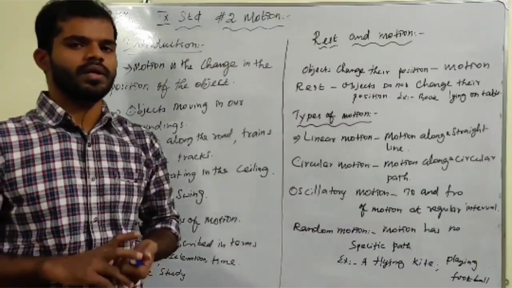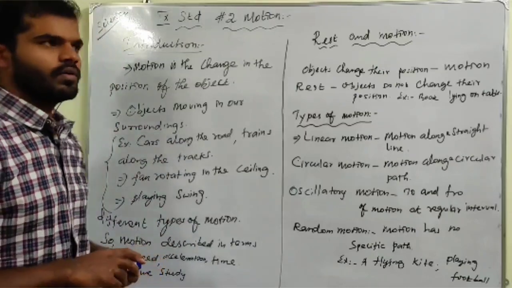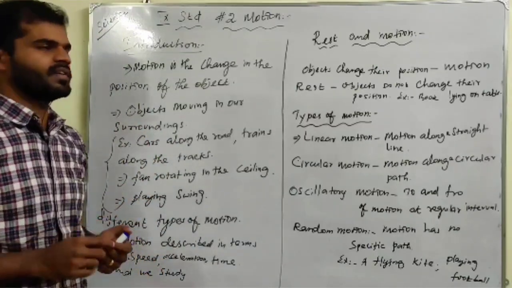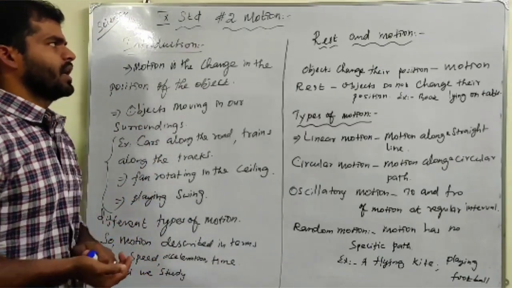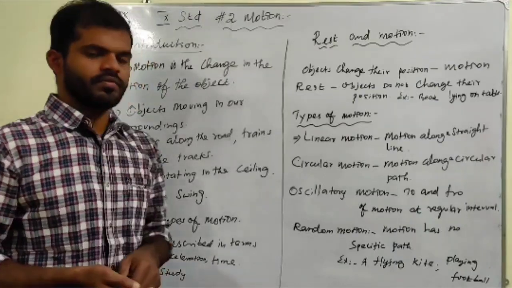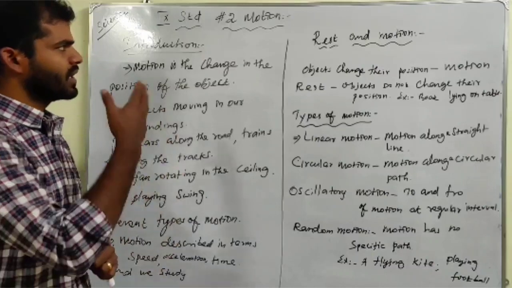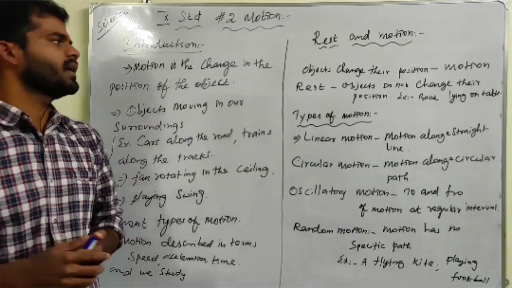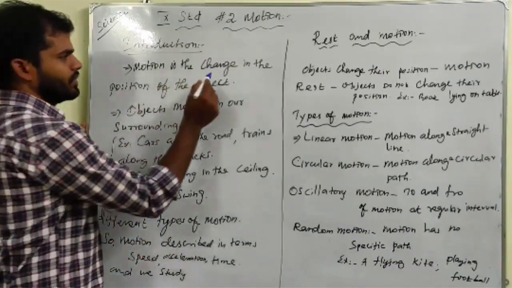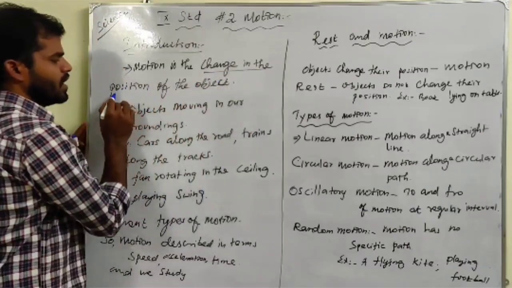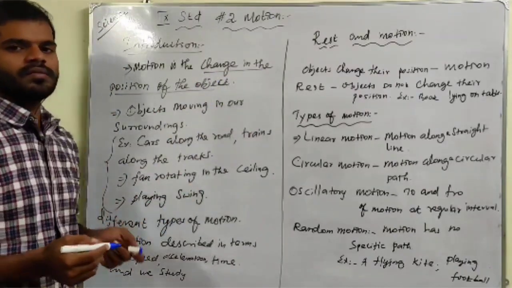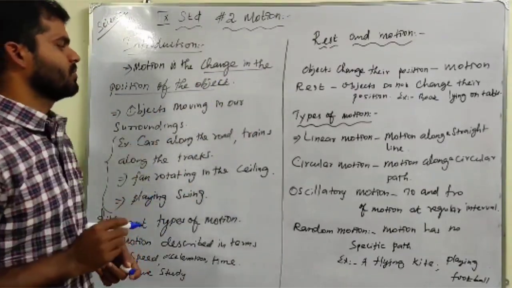So it is a very important lesson because in 10th standard we are going to learn about motion. That is the first lesson in 10th standard. As we all know very well about motion, we studied it from smaller classes, 6th standard, 7th standard. We know very well what is the meaning of motion. Motion is nothing but change in the position of the object. Any object that changes its position is called motion, right?